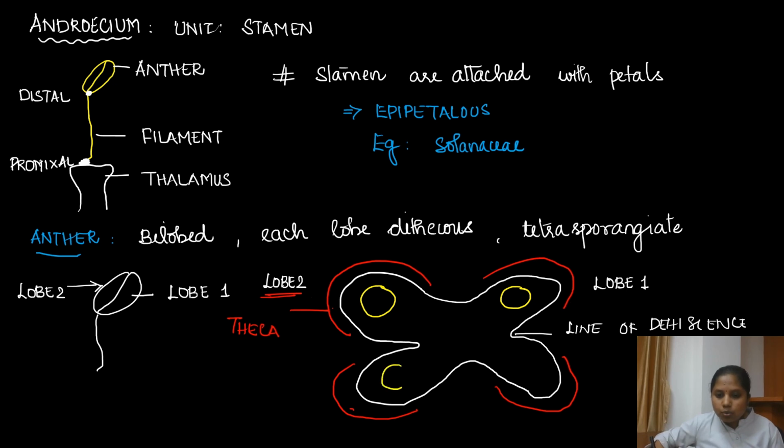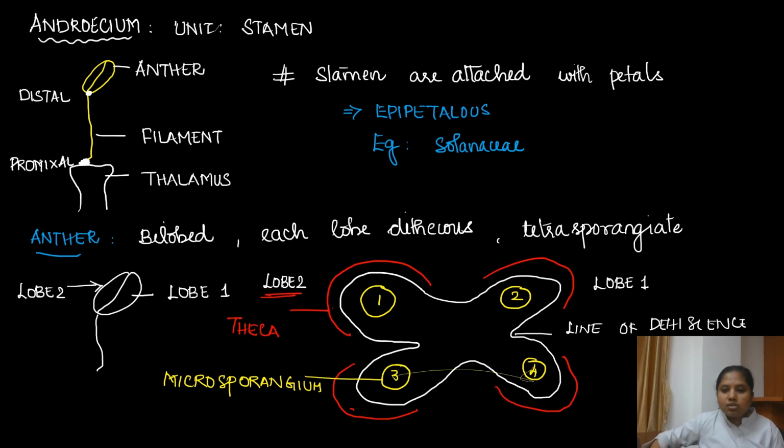Now each of these lobes at the corners will have a bag-like structure, which we call a microsporangium, in the corners at each of the ends. So how many microsporangia are there? 1, 2, 3 and 4. That is why we call it tetrasporangiate. So 4 microsporangia are there. Now this microsporangium will mature to form the pollen sacs.